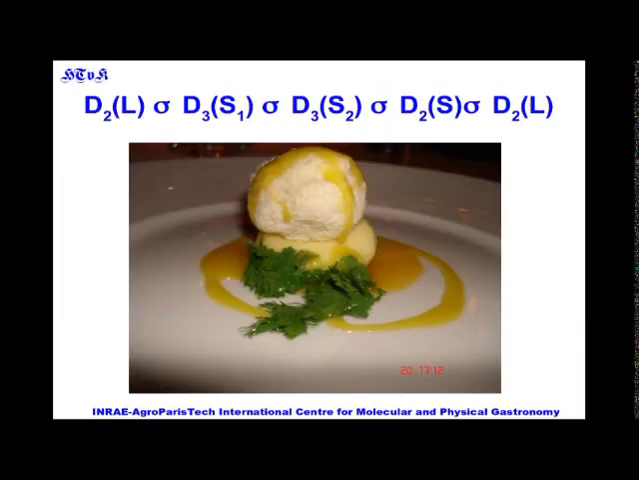For example, let's look at this picture that we had before. It's very simple. We have a sheet D2 of a liquid, the sauce, over a D3 of a solid 1, over a D3 of a solid 2, over a D2 of a solid, the herb, over a D2 of a liquid. So you see, very simple. And here it was described with a reference size, which is the plate.